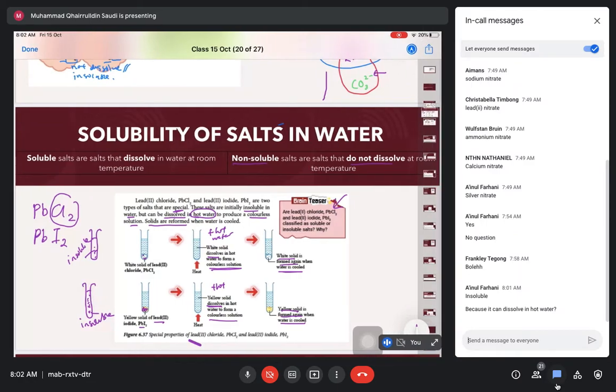Ainul said it is insoluble because it can dissolve in hot water. Okay, the answer is, they are considered insoluble. Betul Ainul cakap. Why? Because it can dissolve in hot water. Betul juga. Sebab kalau kita tengok, the meaning of soluble salt adalah salt that dissolve in water at room temperature. Okay, so here, which water is at room temperature? Which one? Belah kiri atau belah kanan?